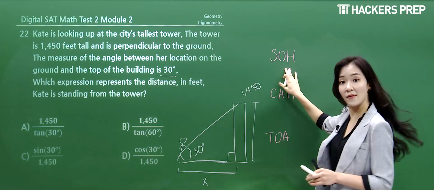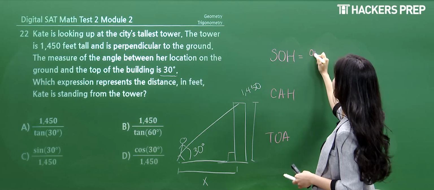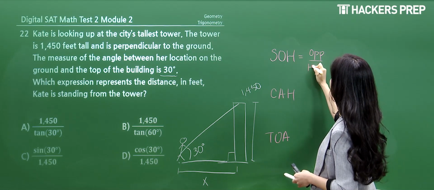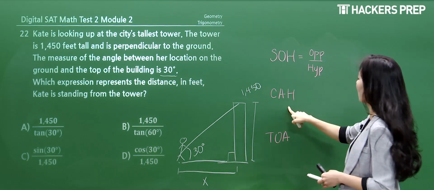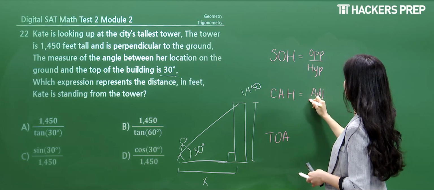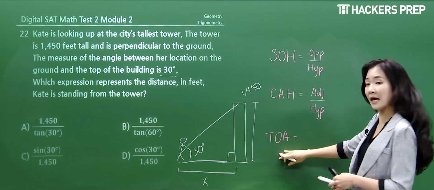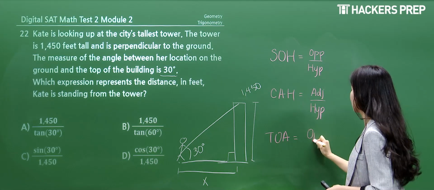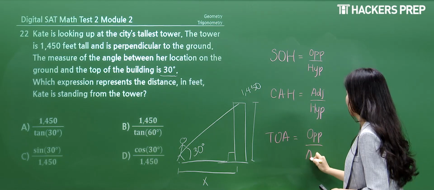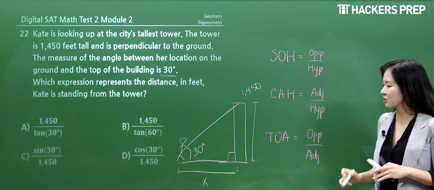So, in the top case, sine is equal to opposite over hypotenuse. In the bottom, cosine is equal to adjacent over hypotenuse. And lastly, tangent is equal to opposite over adjacent. Again, a quick glance, right?